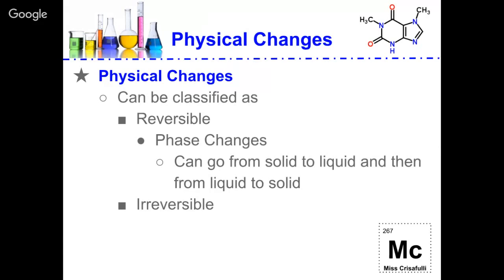Then we also have irreversible physical changes. Irreversible physical changes would be something like breaking it into pieces. So if you were to take a piece of paper and rip it into small pieces, you cannot undo that and put it back together. That would be the difference between reversible and irreversible physical changes.